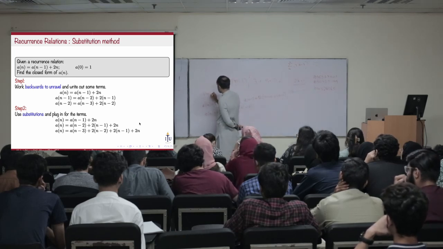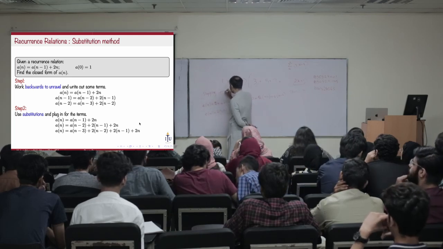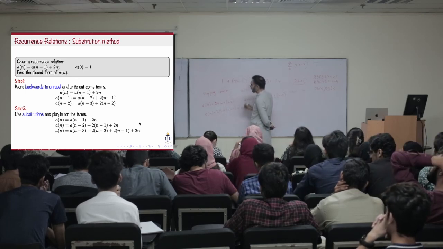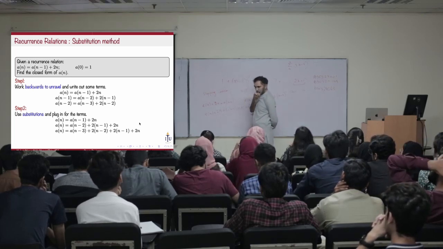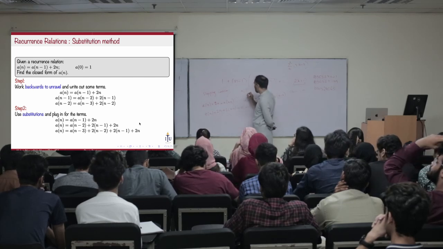It's usually not very important, but it's called the stopping condition. Instead of a of 0, someone could say that a of 5 is my stopping condition. You can stop when the input size is 5, or it could be a of 1 or whatever.